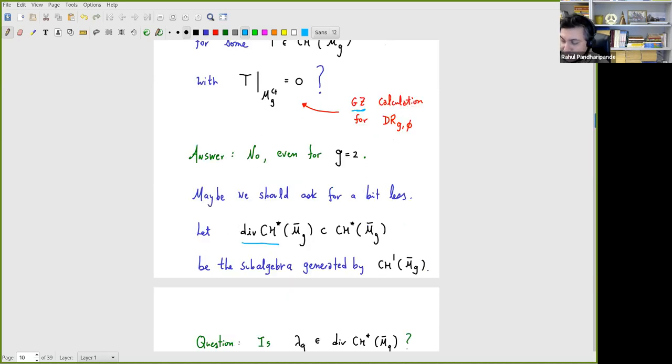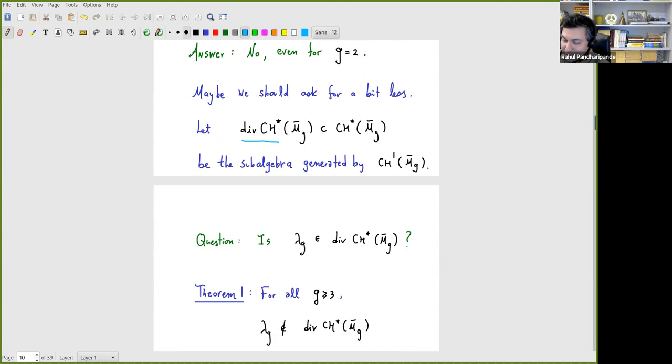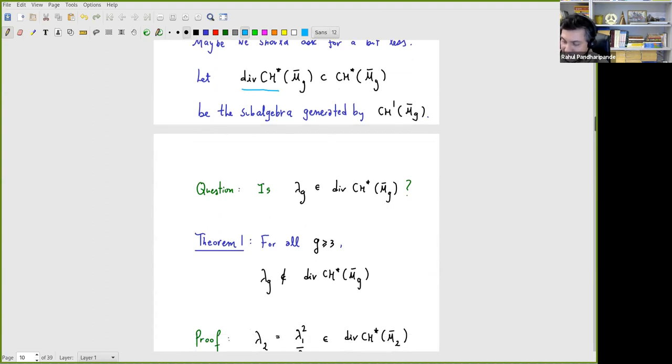And then the most basic question is, is lambda G an element of this algebra? So that's a pretty concrete question. And you could ask, can we solve this question? Well, one way is you can do some examples. So the first theorem in this lecture is that for all genus greater than or equal to 3, lambda G is not in the algebra generated by divisors. So this is the first kind of thing I'm saying, that this class is slightly complicated. It's not possible to write it as an algebra of divisors.